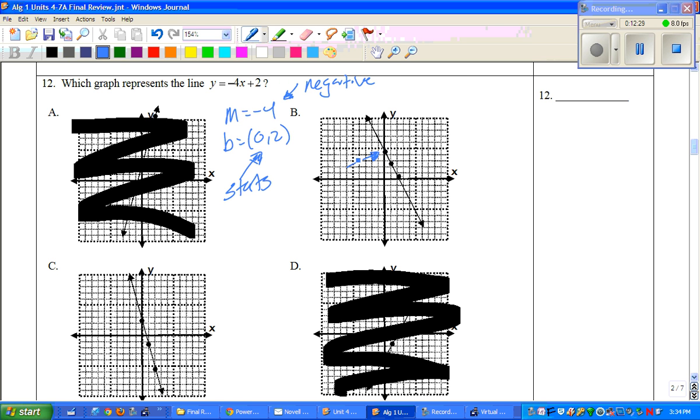Okay, that is 4, that is 2. Okay, so C is the right answer. Okay, always try to eliminate problems or answers that you know are not right.